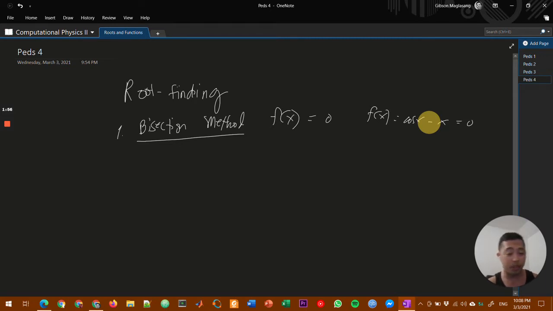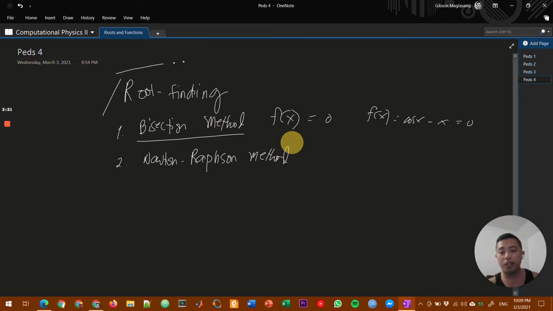Actually, there are many more methods, but for this particular course or chapter, we'll just focus on two important methods. The next topic we will discuss is the Newton-Raphson method in finding the root of the function. Now, why is this important? Knowing how to find the root of a function, specifically the bisection method and the Newton-Raphson.